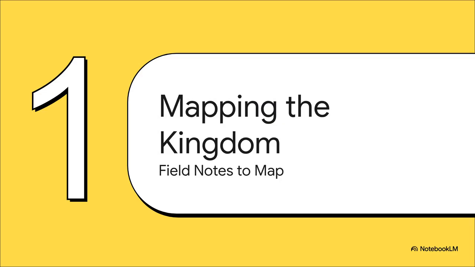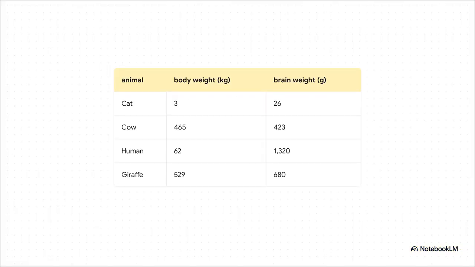Okay, so first stop on our safari is all about getting prepared. Like any good explorer, we've got to take our observations, our data, and turn them into a map that we can actually read and, well, navigate. And here they are, our field notes. Check this out. We've collected data on a whole bunch of different animals. We've got everything from a tiny 3-kilogram cat all the way up to a 529-kilogram giraffe. And for each one, we've noted its body weight in kilograms and its brain weight in grams.